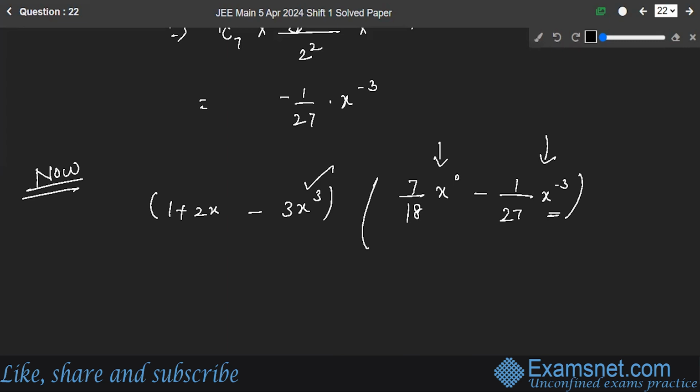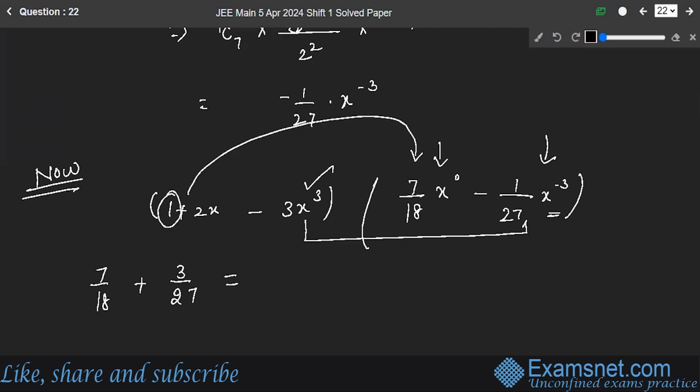Okay. So this will give me 7 by 18 plus 3 by 27. On solving both of them, only the constant part, because this is constant and this is constant, and this is x raised to power 3 and this is x raised to power minus 3. So both of them, I'm interested only in these two terms. So I'll pick up only these two terms. I'm not concerned about the rest of the terms, right? So ultimately, let's solve it.